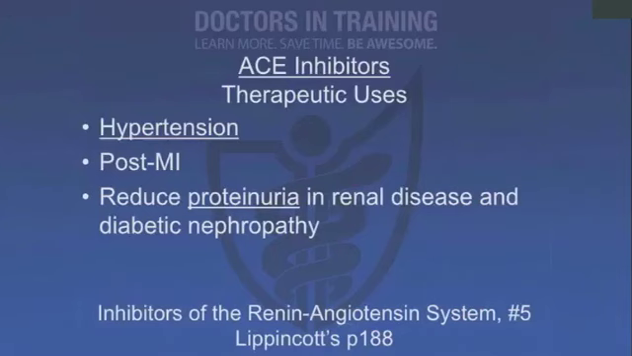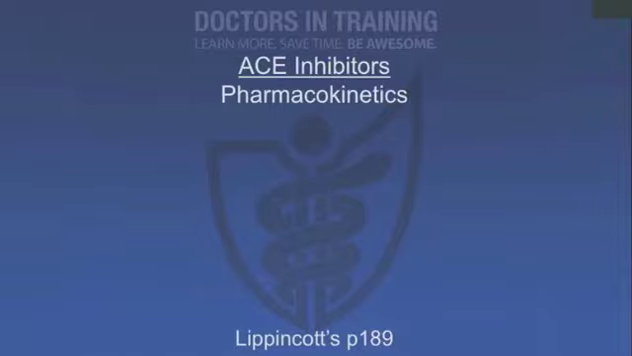ACE inhibitors are also used to treat hypertension. They're used after myocardial infarction. And they're also used to reduce proteinuria in patients with renal disease and diabetic nephropathy. So there's a lot of different uses for these drugs other than heart failure. Let's talk about the pharmacokinetics of ACE inhibitors.